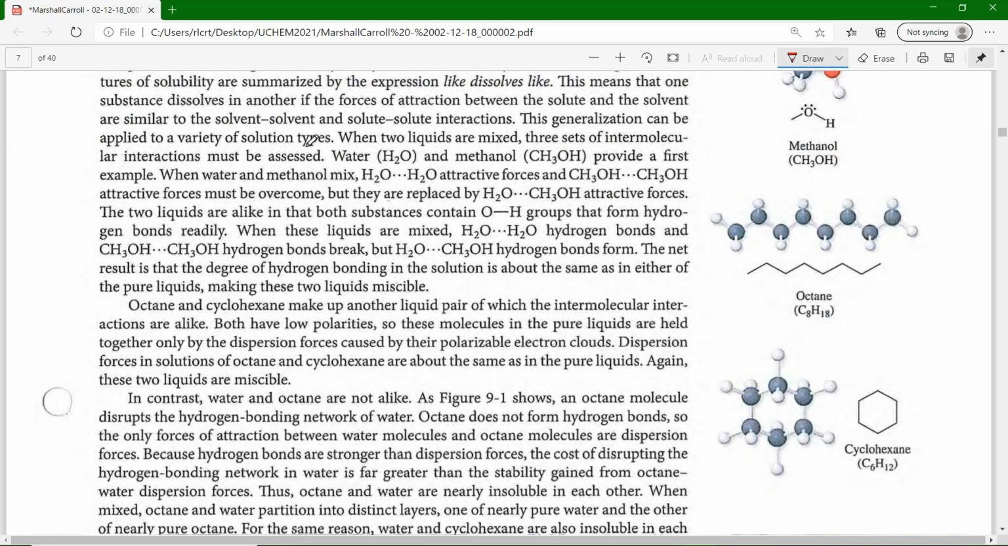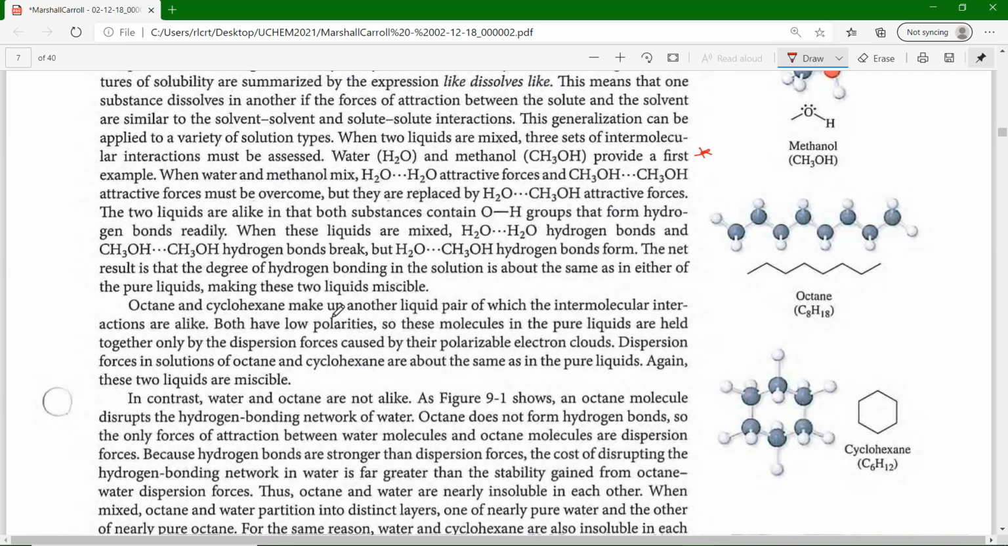Let's see here, I'm looking at the methanol and water mix. The water-water attractive forces and the methanol-methanol attractive forces must be overcome. They're replaced by methanol-water attractive forces. They both have OH groups, that makes them alike. They're ready for hydrogen bonding. The net result is the degree of hydrogen bonding in the solution is about the same as in either of the pure liquids, making these two liquids miscible. Okay, so they can easily mix.